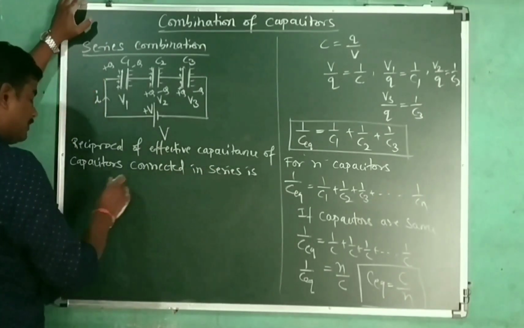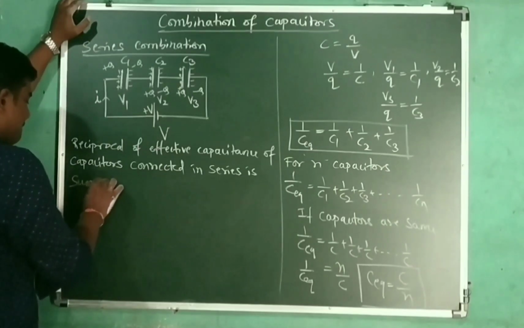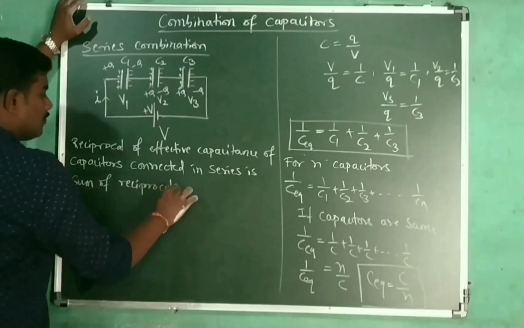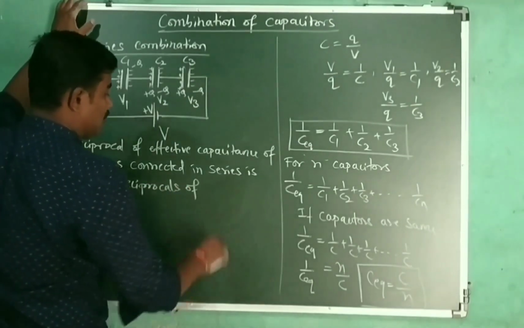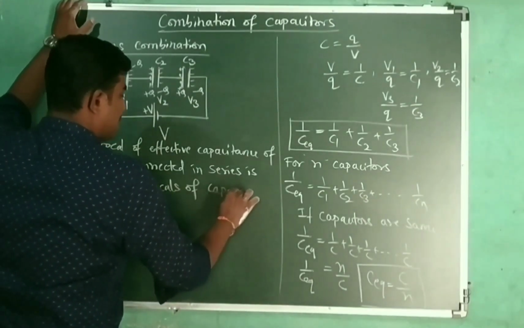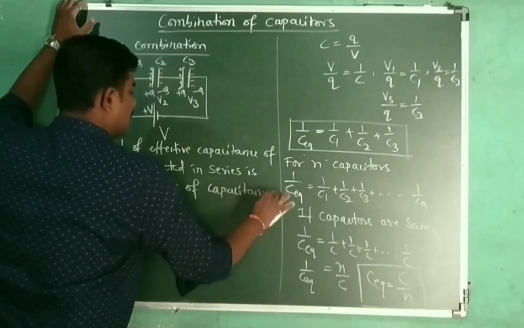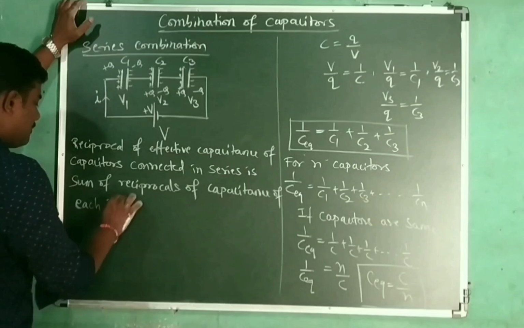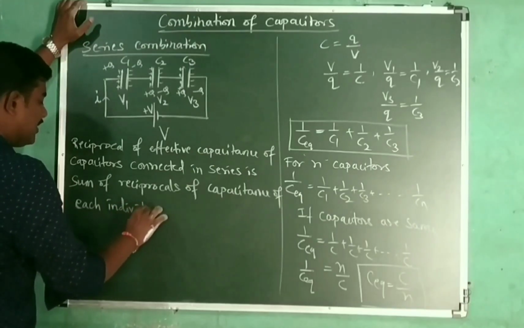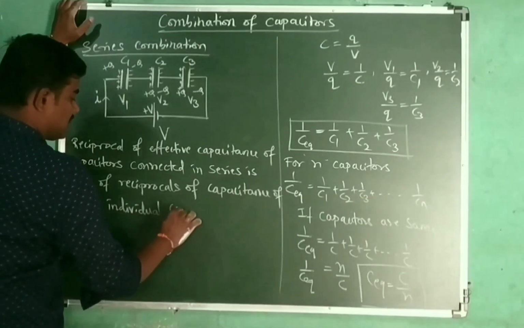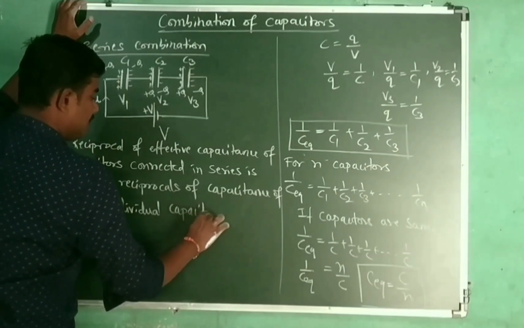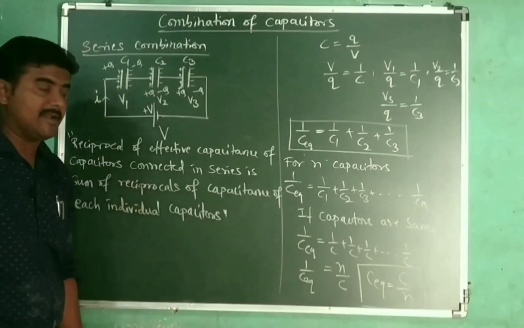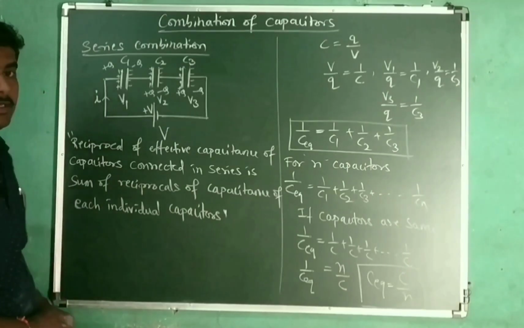is the sum of reciprocals of capacitance of each individual capacitors. This is the statement. Okay, please note.